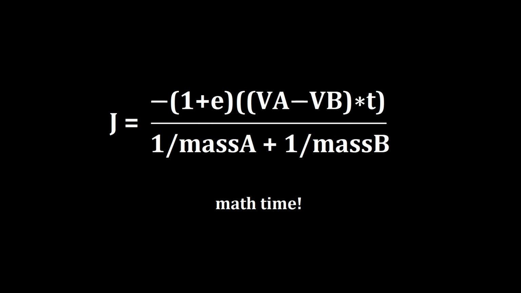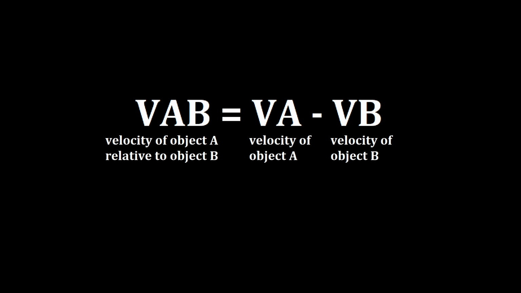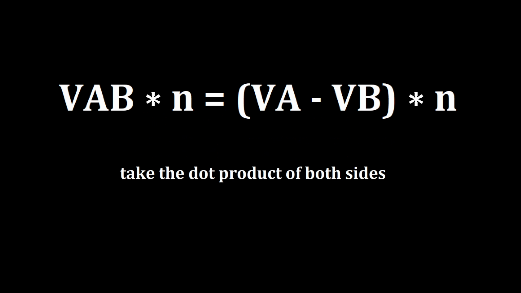But why does this work? Let's start with the relative velocities of the objects. VAB equals VA minus VB. By subtracting the velocity of object B from object A, we get the relative velocity of A relative to B. Next, we take the dot product of both sides with the collision normal vector, resulting in VAB dot n is equal to VA minus VB dot n.